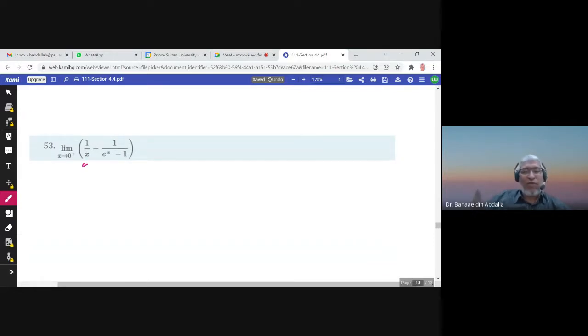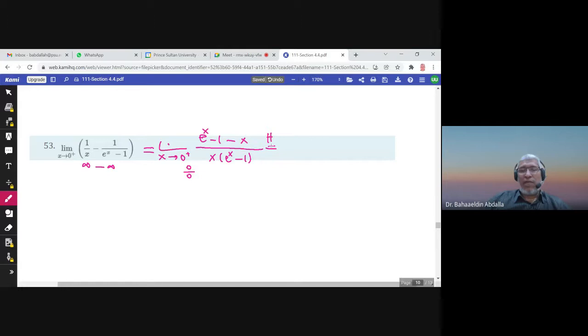1 over 0 is infinity. e to the power 0 is 1. 1 minus 1 is 0, and 1 over 0 is again infinity. So let us try to add these two fractions. x times e^x minus 1, e^x minus 1 times 1 minus x. Replace x by 0. e to the power 0 is 1. 1 minus 1, 0 minus 0. So I have 0 over 0.